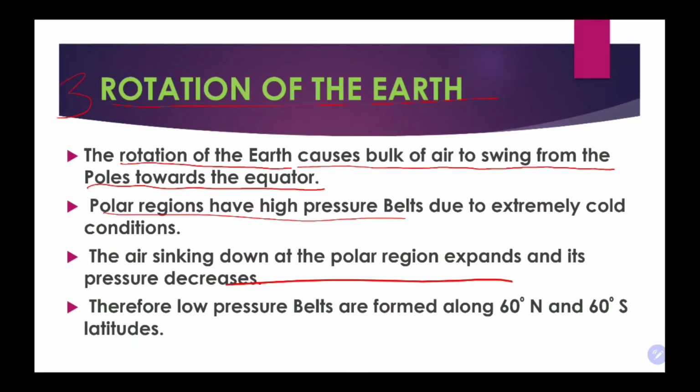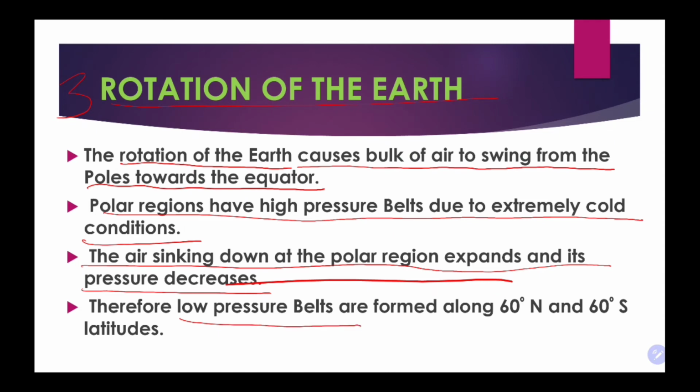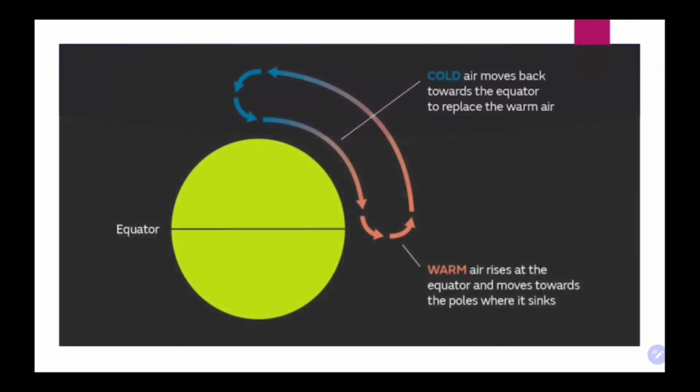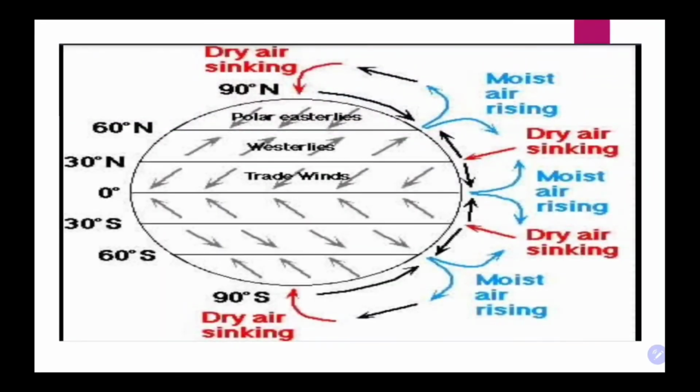Polar regions have high pressure belts due to extremely cold conditions. The air sinking down at the polar region expands and it reduces the pressure. So where the pressure is low, low pressure belts are formed at 60 degrees north and 60 degrees south. Students, let's see one more diagram. This will make it clear.